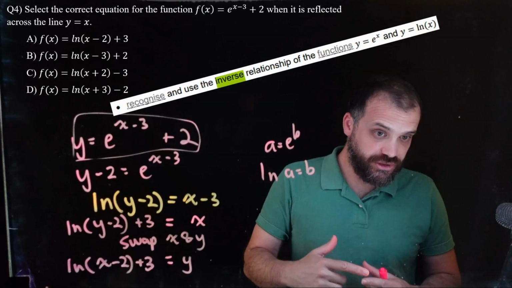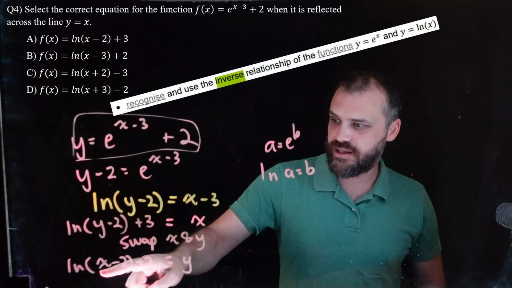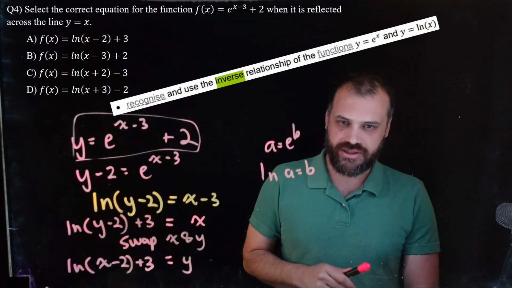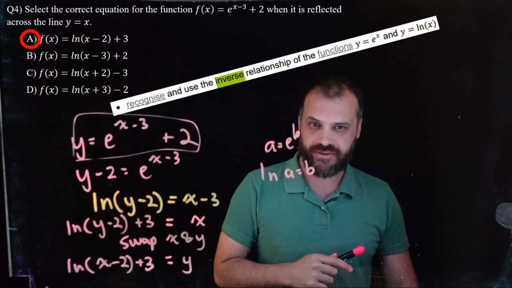Or to read it a different way, y equals ln(x minus 2) plus 3. Or to use function notation, f of x equals ln(x minus 2) plus 3. That means that our answer is A. Done.